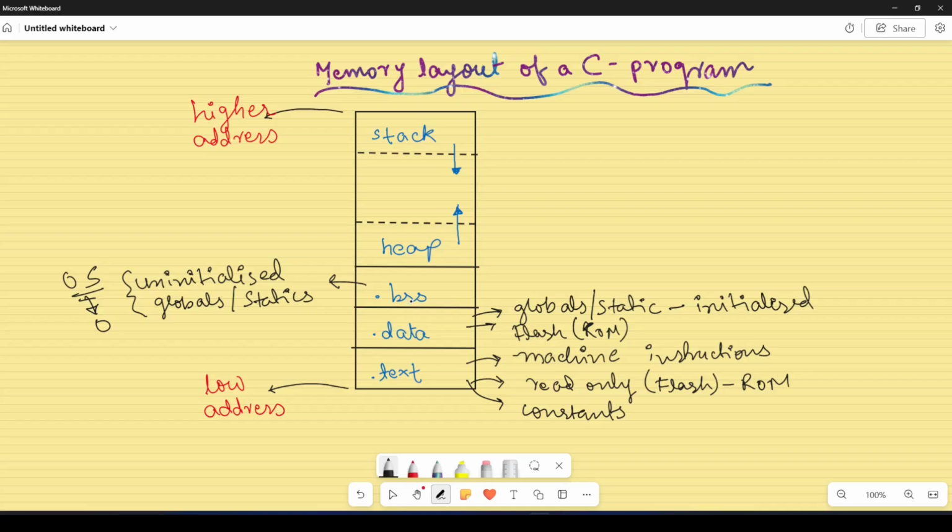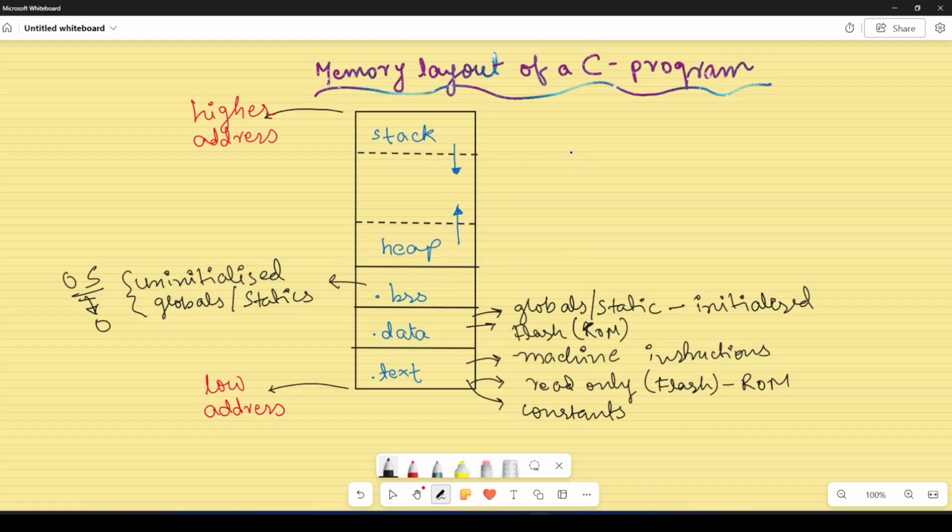The name BSS comes from some historical naming. Actually, people have named it after something related to the section where the code starts. It is usually called block started by symbol, because the section starts with a symbol that defines the start of the block, right? So that is how the naming is done here.